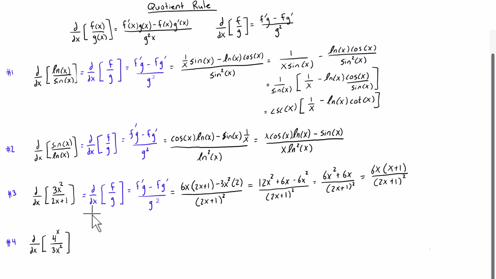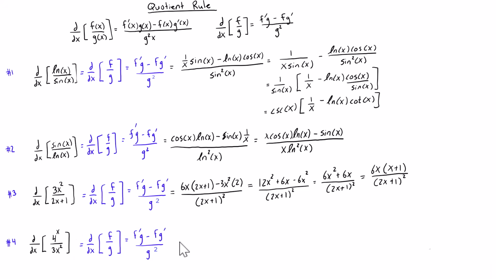All right, let's move on to the last one here. We want the derivative of 4 to the x over 3x squared. So we have an exponential function divided by a power function, no problem. We're going to apply the same steps here and just go one at a time, working through our quotient rule. So we've identified f as the exponential 4 to the power of x. We've identified g as 3x squared.